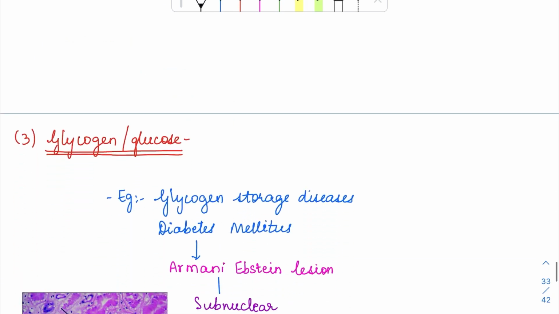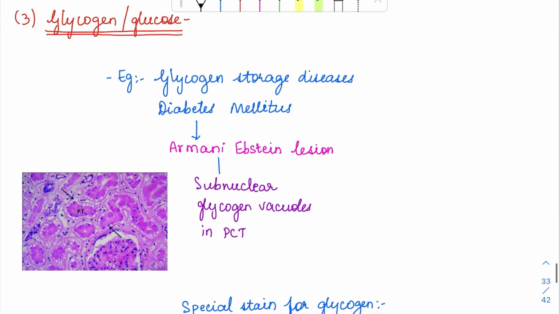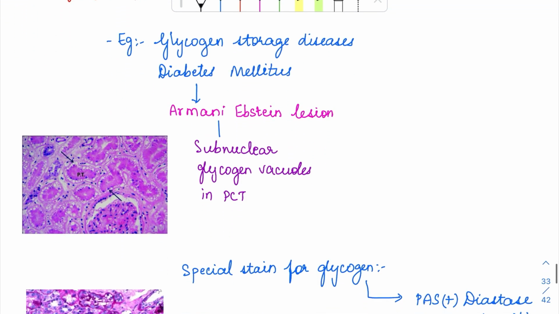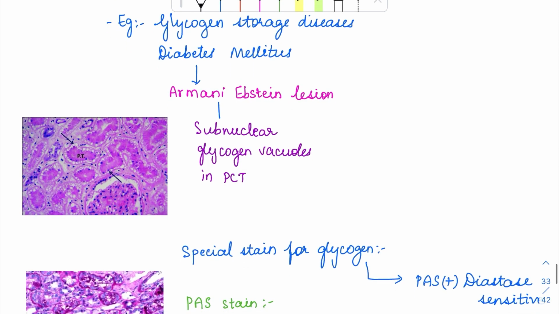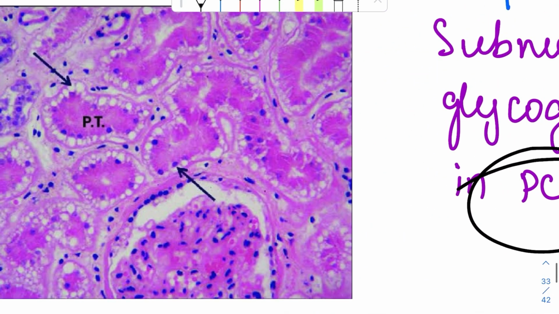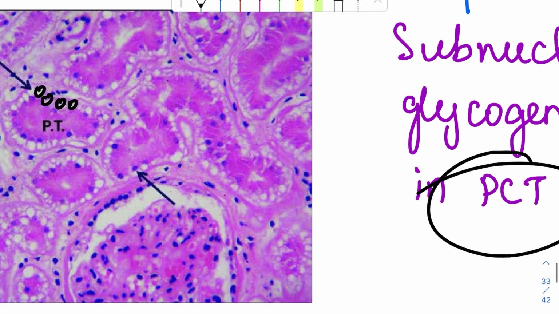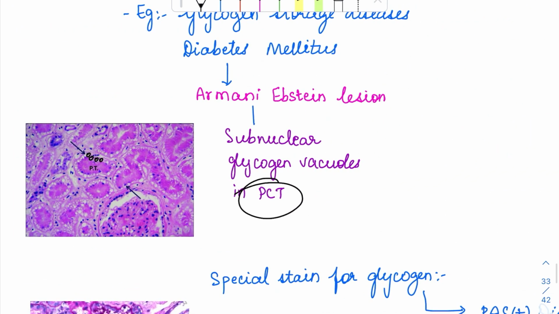So now lipid deposition is done. Now let's see glycogen or glucose deposition. Glycogen excess can be seen in glycogen storage disorders, and other than that, you can also see it in diabetes mellitus. In diabetes mellitus, glucose is deposited in subnuclear vacuoles. In the proximal convoluted tubules, there is going to be the presence of subnuclear vacuoles filled up with glycogen, and this lesion is called the Armanni-Ebstein lesion, seen in diabetes mellitus.